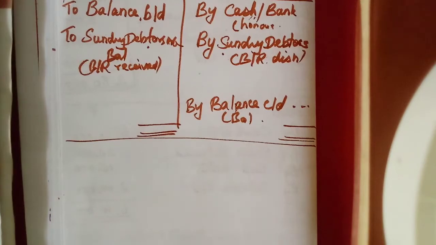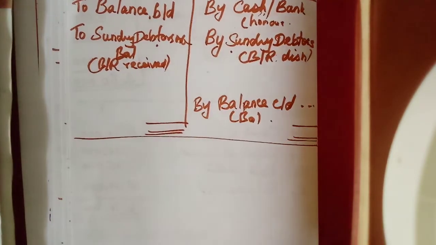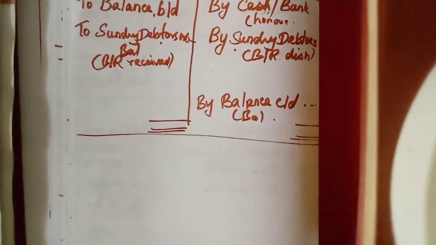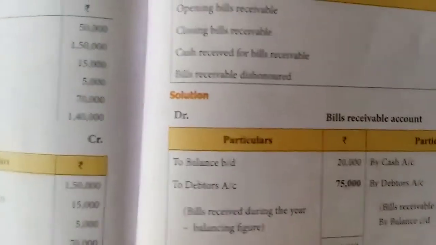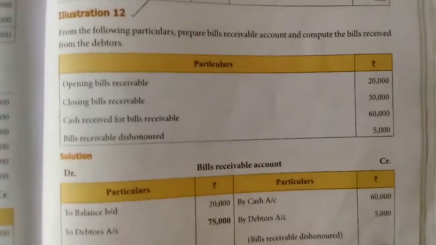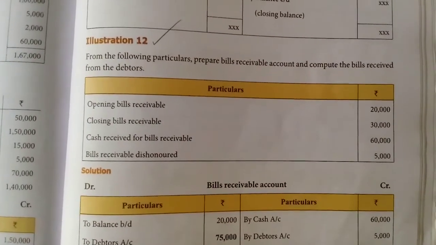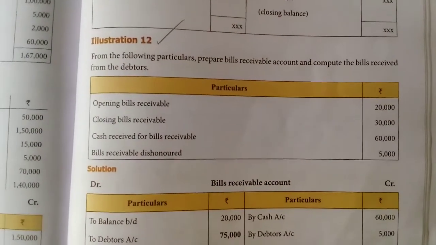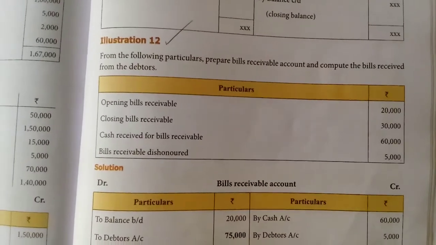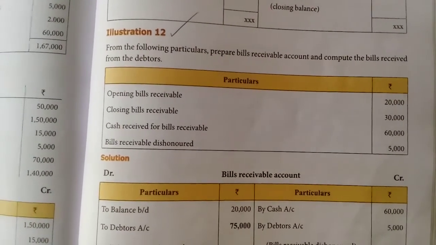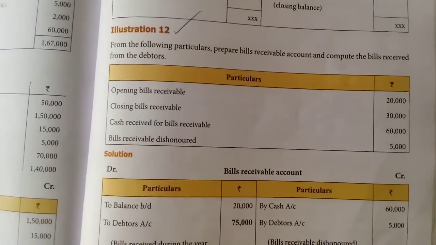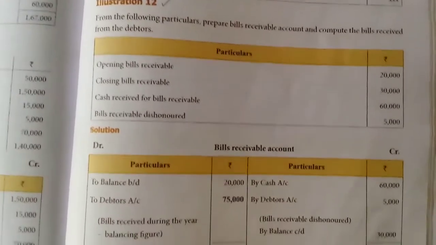We have completed 10 and 11 yesterday. Today we will see the 12th one. I will show it to you. 12th: From the following particulars, prepare the bills receivable account and compute the bills received from the debtors. Opening bills receivable, closing bills receivable, cash received for bills receivable, bills receivable dishonored.